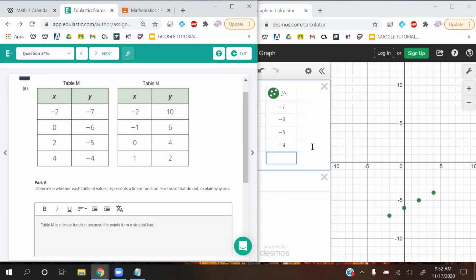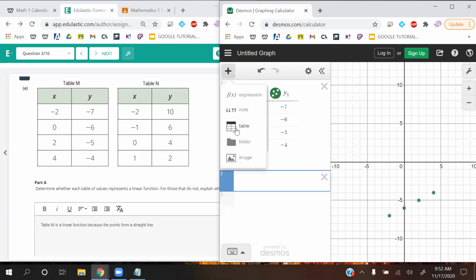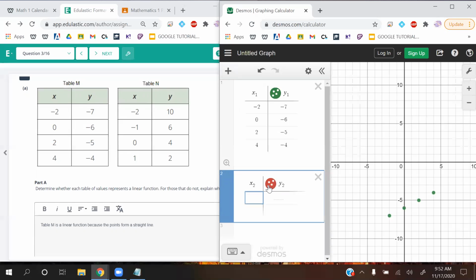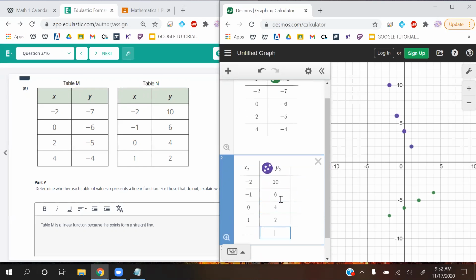Let's take a look at table N. So I'm going to type in for table N now. Add table. So now we're going to look at the points in, what color should I pick? Let's pick purple. Okay, so we have -2, -1, 0, 1. This one goes from 10, 6, 4, 2.